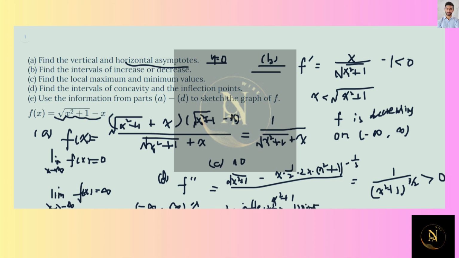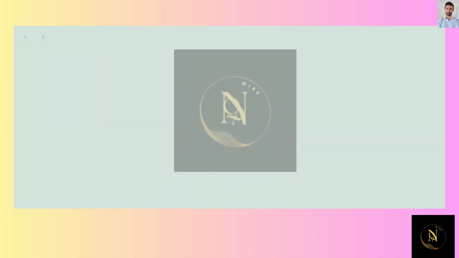Part E. Use the information from parts A to D to sketch the graph of f. So we can sketch the graph as follows. This is the graph of f.